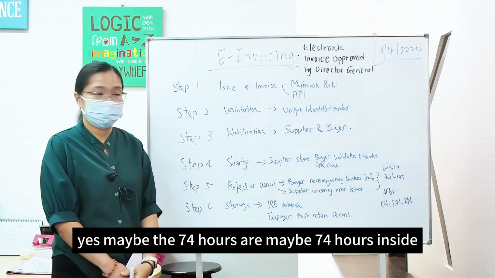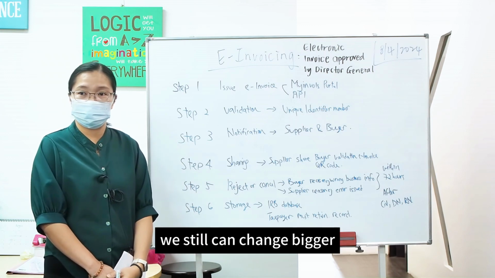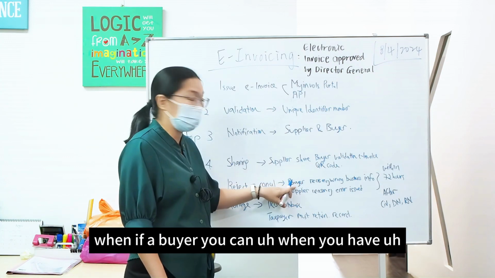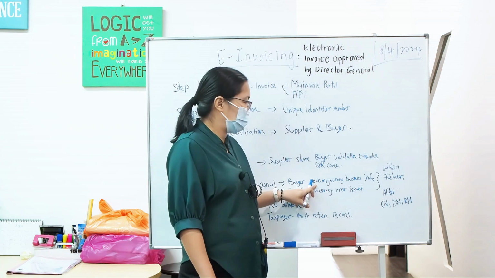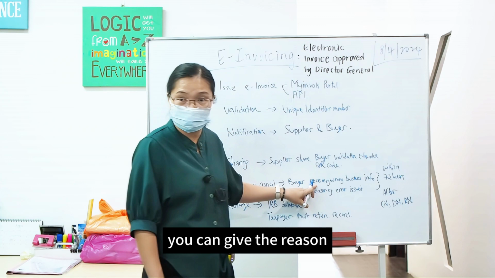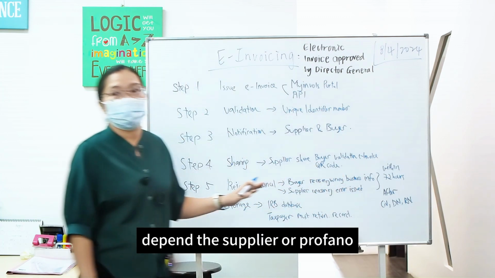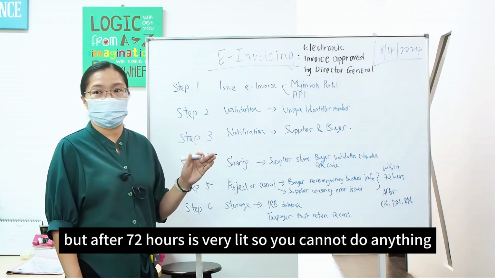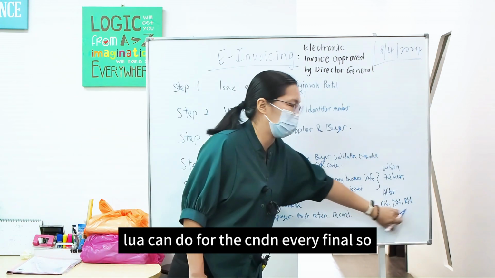Yes. Within 72 hours, I can still change the figure. As a buyer, if you want to cancel or change the figure, you can give the reason, and then the notification will be sent to the supplier. It depends whether the supplier approves or not. But after 72 hours it is valid, so you cannot do anything. You can do it with the CN, DN, and refund note.